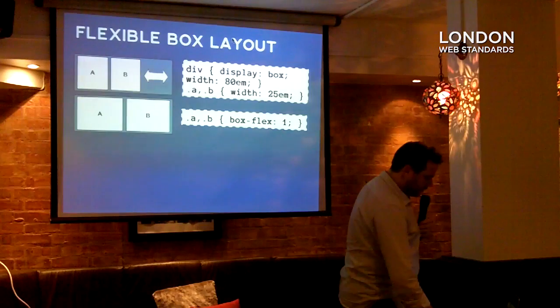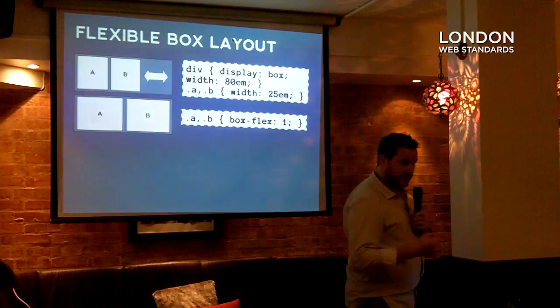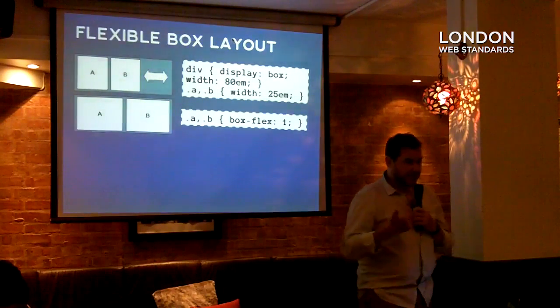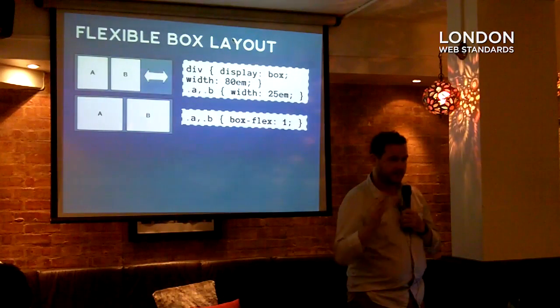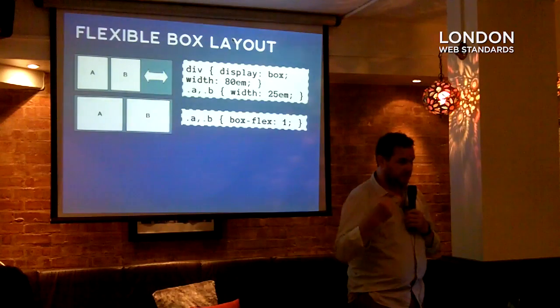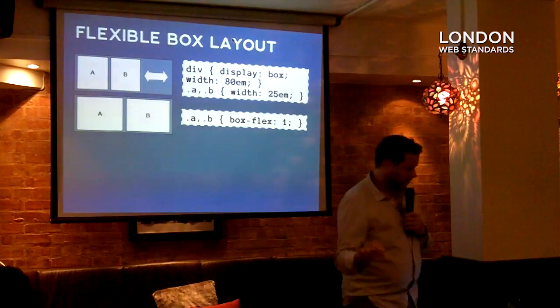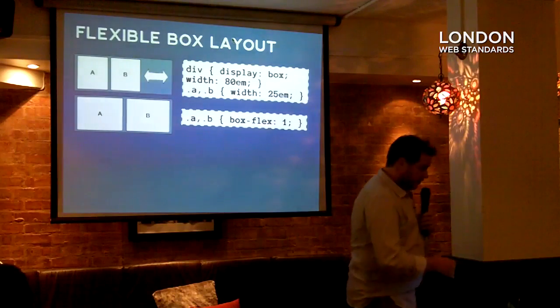So what you can do with the child elements is give them a box flex value of 1. What that means, the box flex value is a ratio, and it divides the empty space between the elements in that ratio. So all of that empty space will get divided in the ratio of 1 to 1 between all the elements, between all the children. So they'll be nicely divided like this.